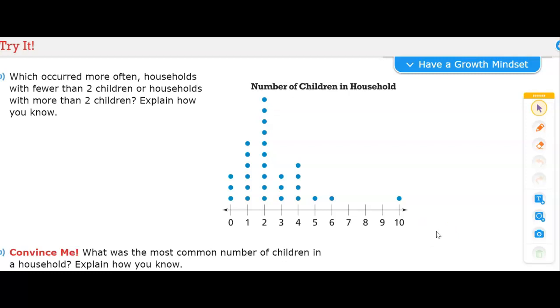So which occurred more often? The households with more than 2 children. And that's how we know, because we counted the number of households that had less and the number of households that had more, and the ones that had more were more than the ones that had less.